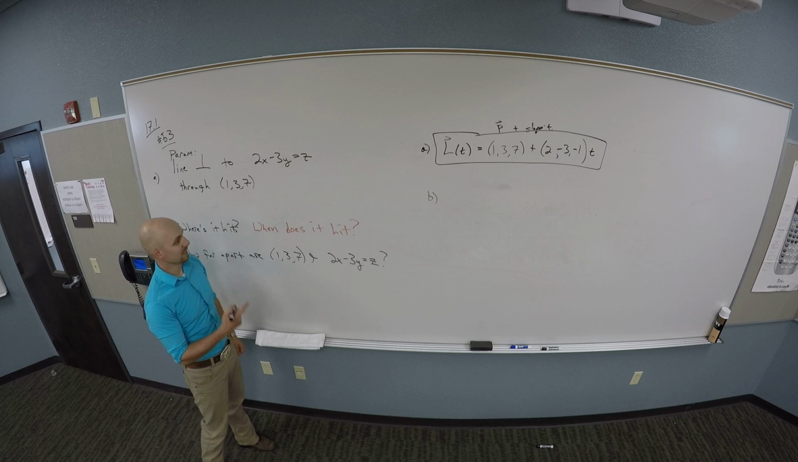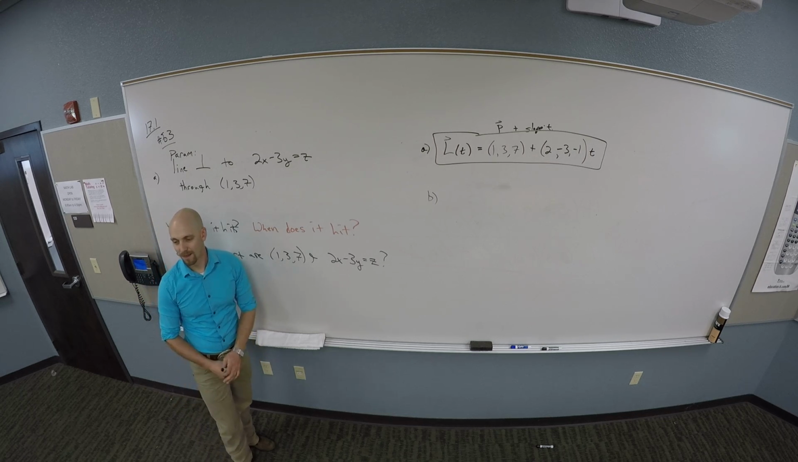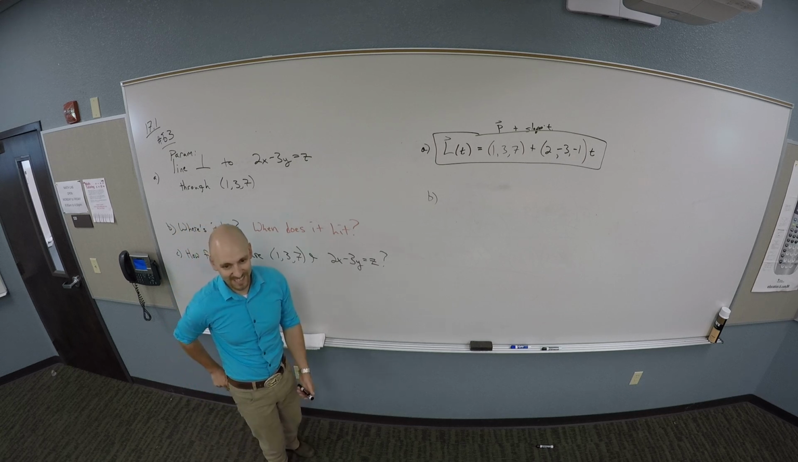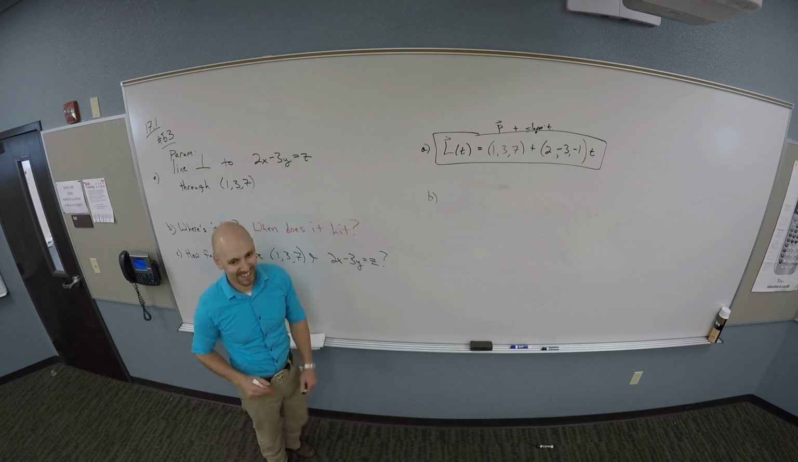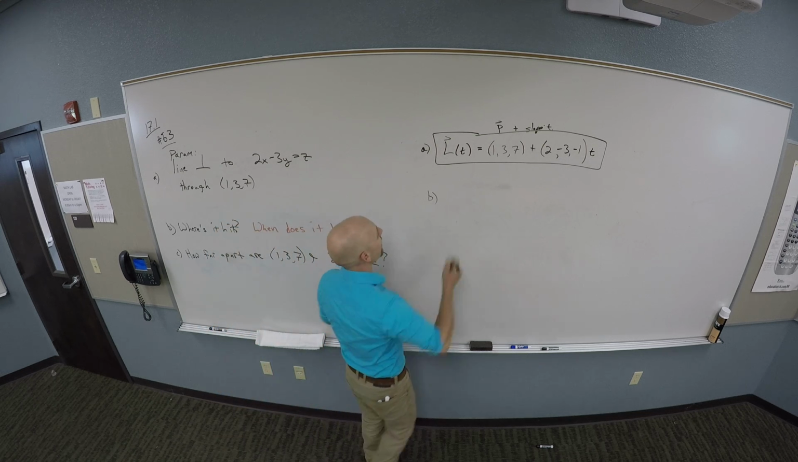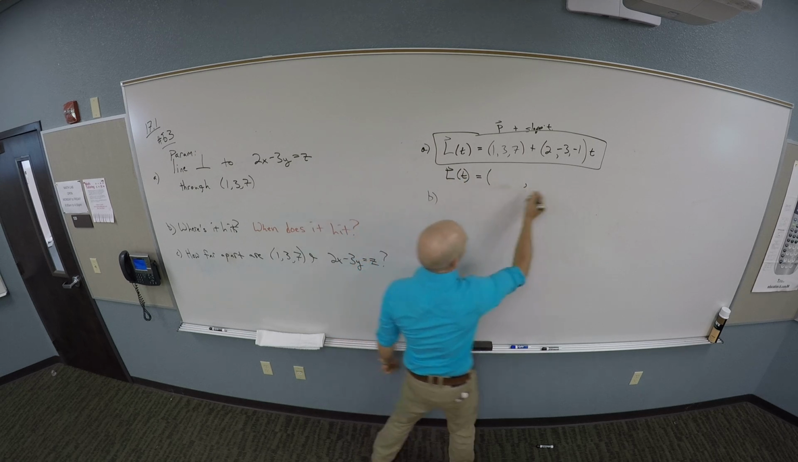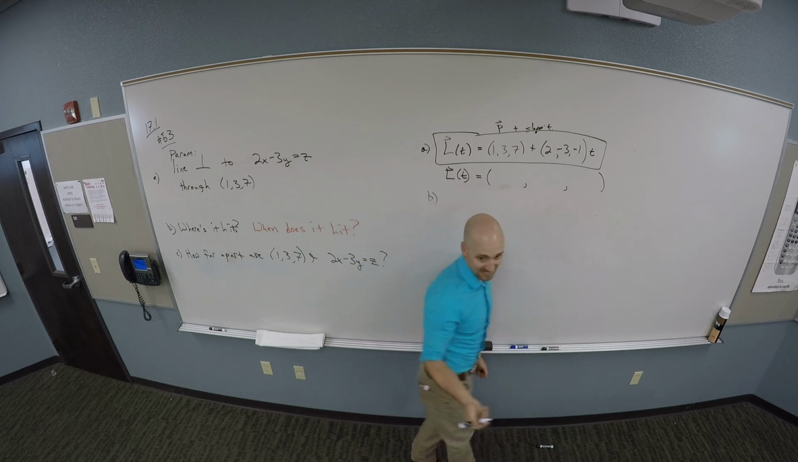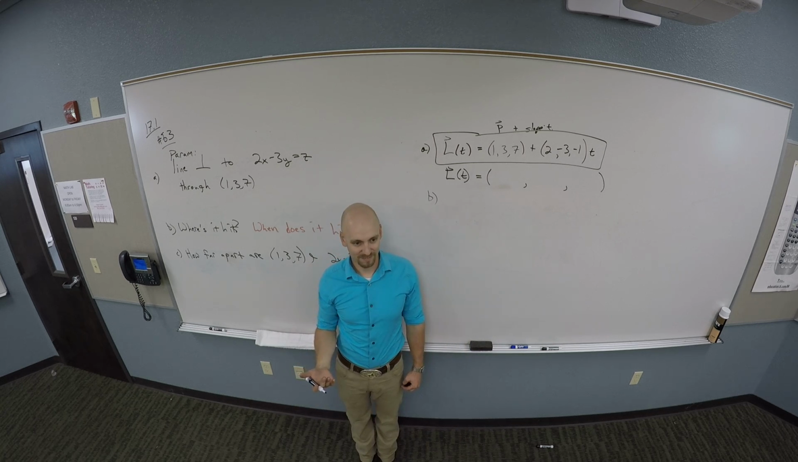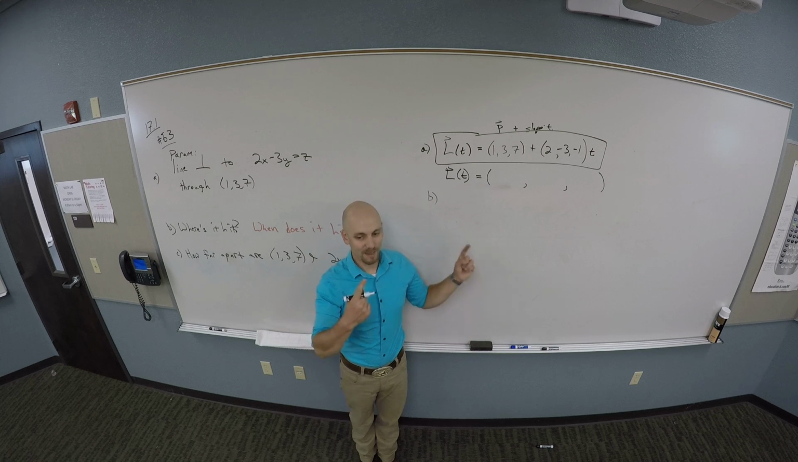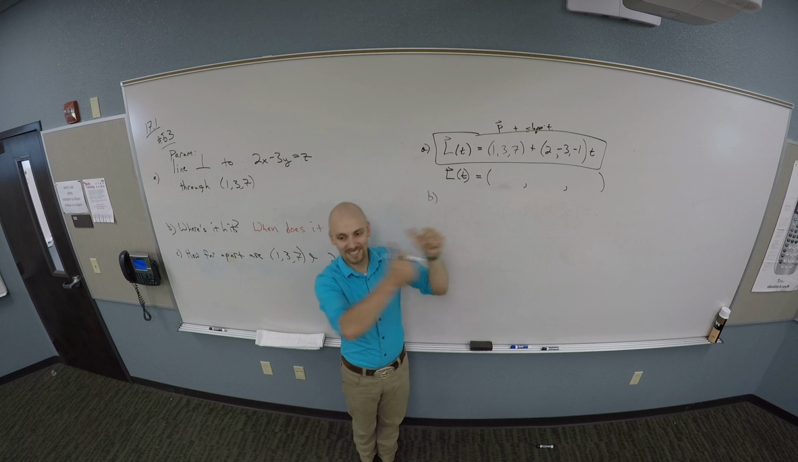How do I figure out when it hits? Set something equal to something. Good man. How about this? Rewrite your line as x, y, z. Why would that be helpful? Because the plane's in x, y, z. If I rewrite my line in x, y, z, I can take this and stick it in there.